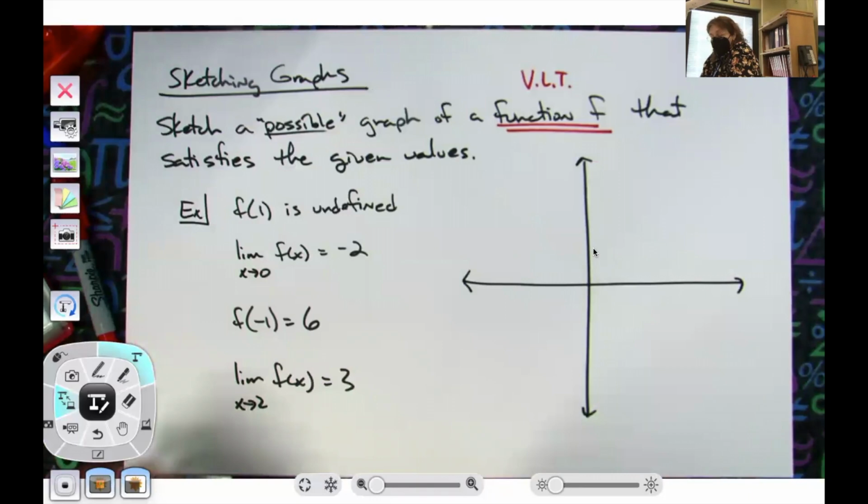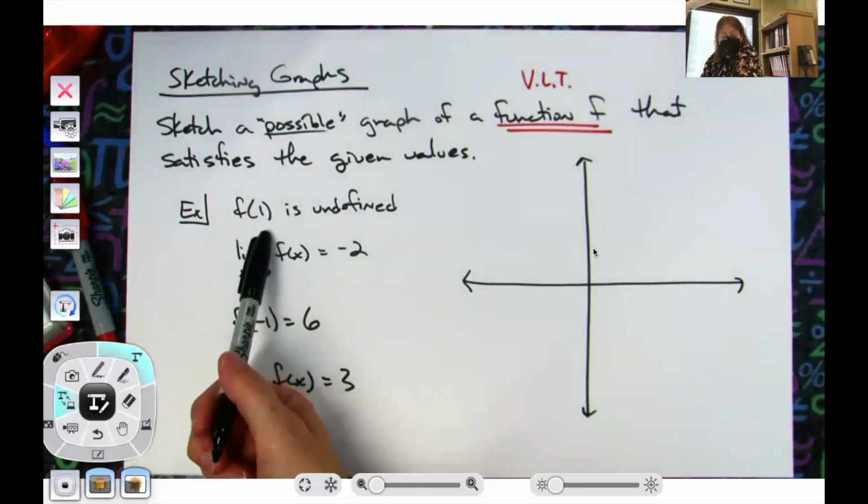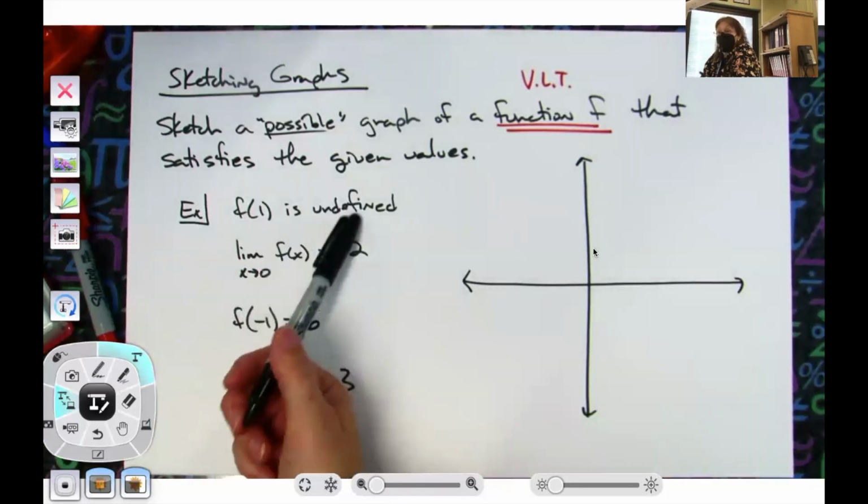So right now, because that's what we're doing a lot of, we're doing a lot of function values and limits. So those are the things that I'm going to tell you. Now what I would do, you just got to start. This is trial and error. You got to start somewhere. Look at your first thing right there. It says f of 1 is undefined.